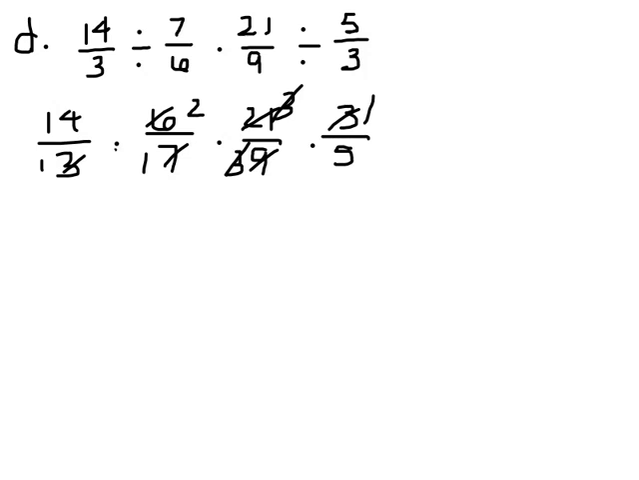What are we left with? 14 times 2 is 28, times 1 is 28. 1 times 1 times 1 times 5, 28 over 5. Okay, if you wanted to reduce that, it would be 5 3/5.